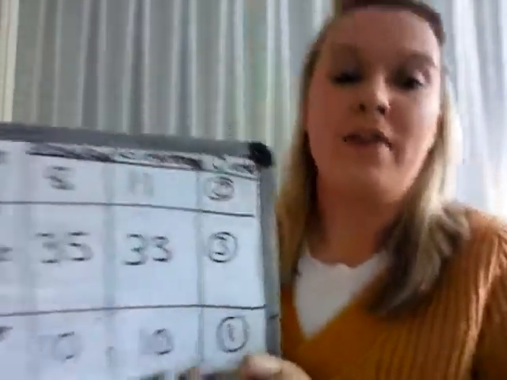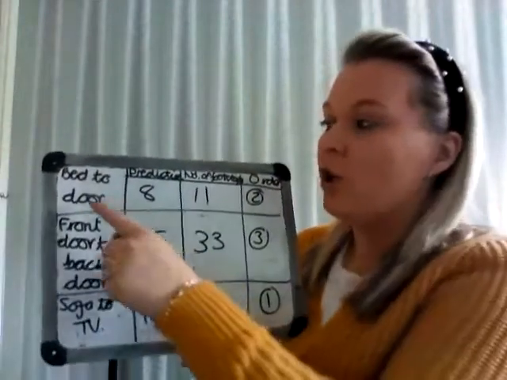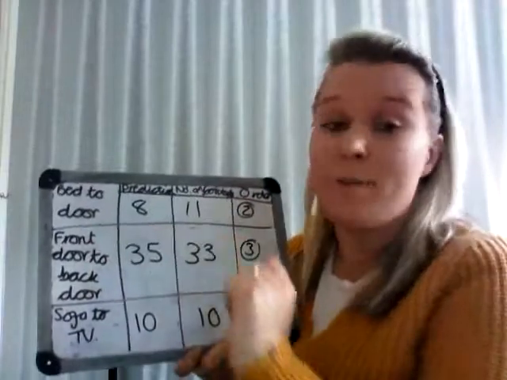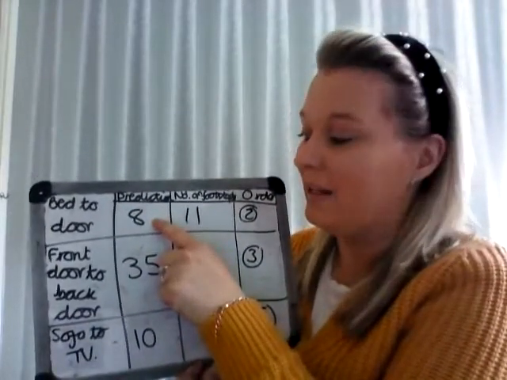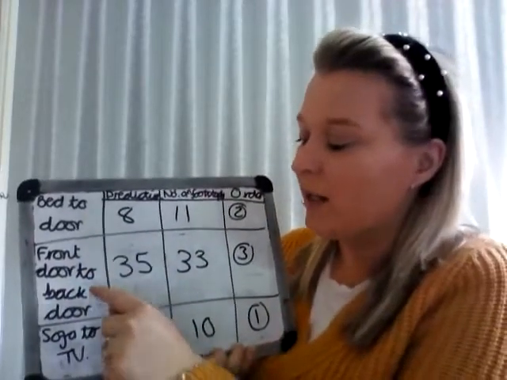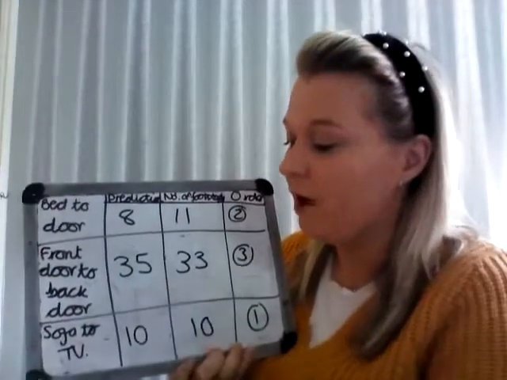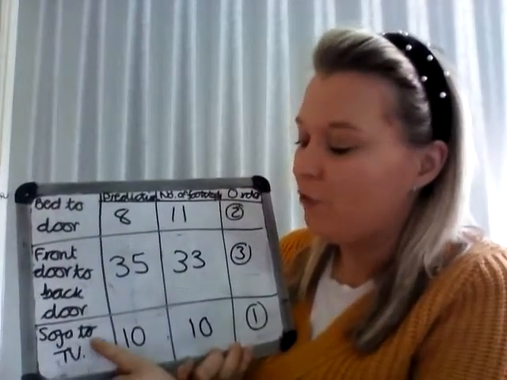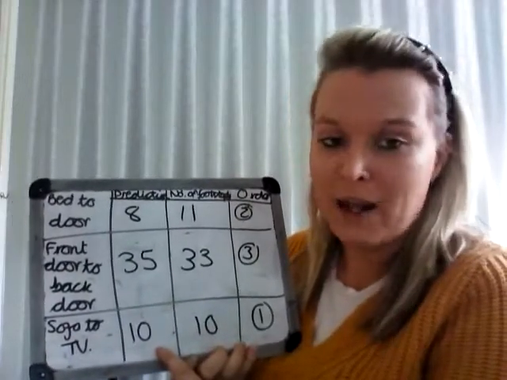So I've done an example here which I will show you. I've done 3. You can do more, but I think at least 3 is a good number. So I chose from my bed to my bedroom door, and I made a prediction of 8 steps. Okay. The next one I did my front door to my back door, and I made a prediction of 35 steps. And then I did from my sofa to my television, and I made a prediction of 10 steps.